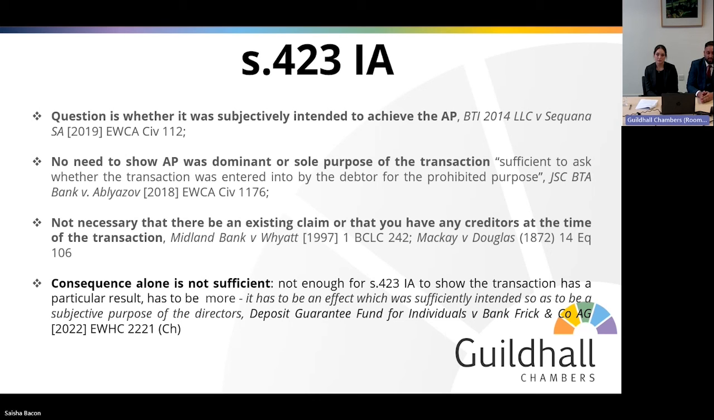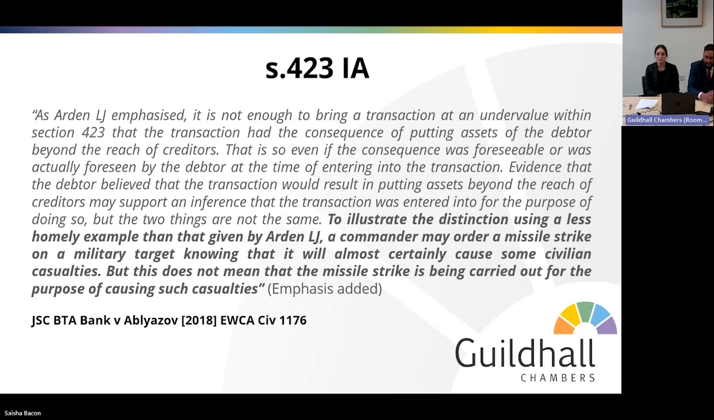There is a difference between those two sorts of things. Now, that distinction is quite neatly drawn in the following case, where if we look at the words in bold, to illustrate the distinction using a less homely example than that given by Arden LJ, a commander may order a missile strike on a military target knowing that it will almost certainly cause some civilian casualties. But this does not mean that the missile strike is being carried out for the purpose of causing such casualties.